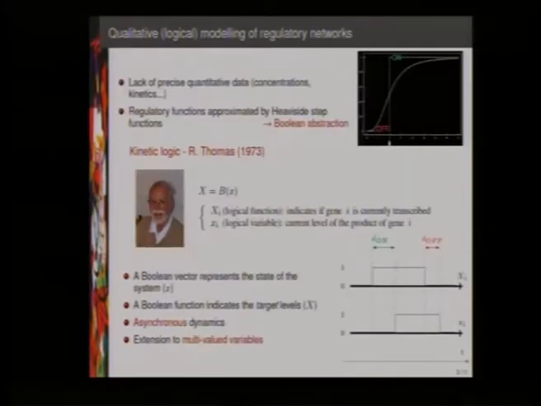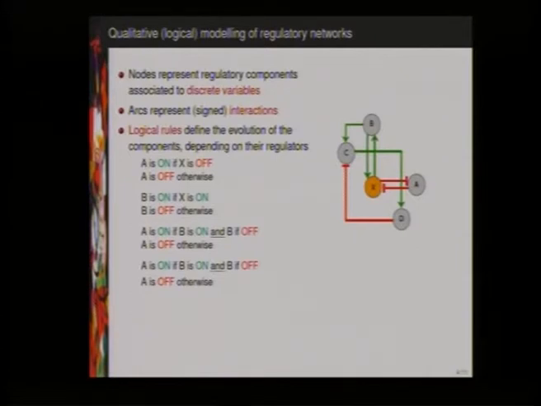Finally, we can study, as proposed by René Thomas, Boolean or extended multi-valued variables. Sometimes you need more than an on-off abstraction. You need additional thresholds, and also to account for the fact that we have an associated delay between the time when the gene, for example, receives the order to be expressed and the production of the protein. This will become clearer in the next slide.